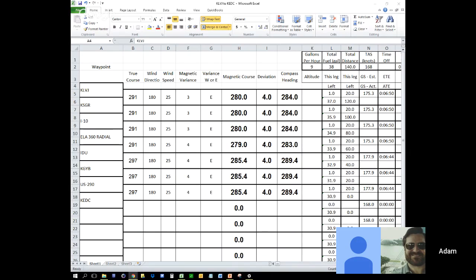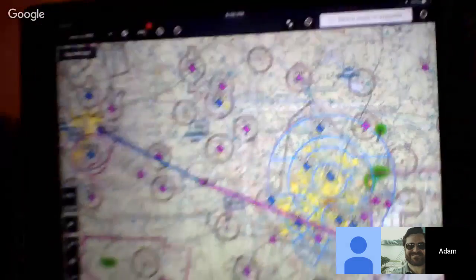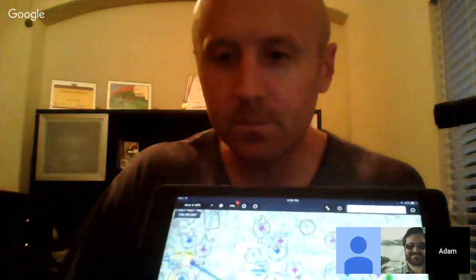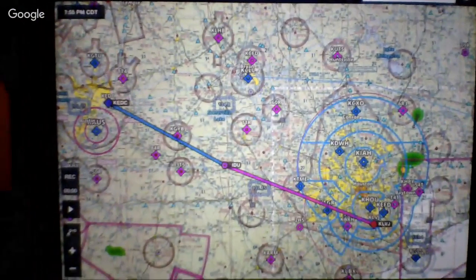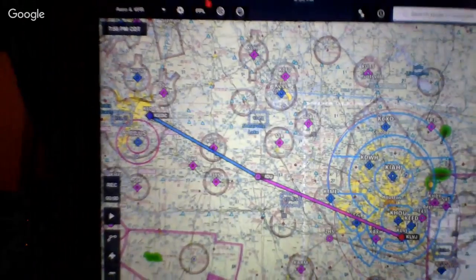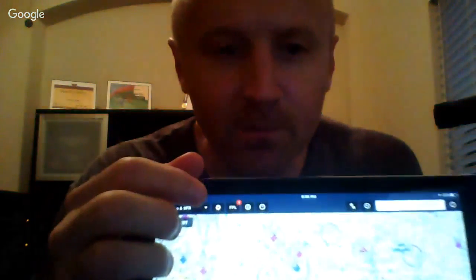I'm pulling up my ForeFlight right now. Okay. So let's pull this up on the iPad, and I'll do my best to share with the webcam. Hold on a second. Okay, here's the same thing on the iPad. Can you guys see that okay? Yeah. Okay.